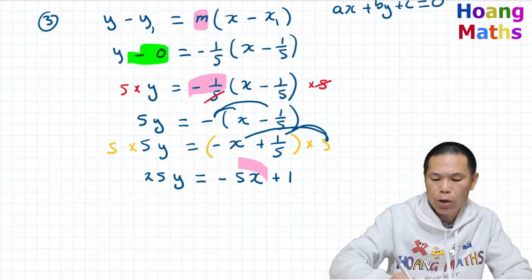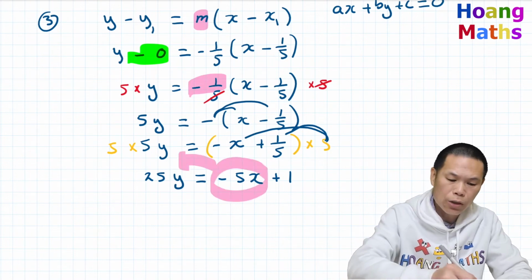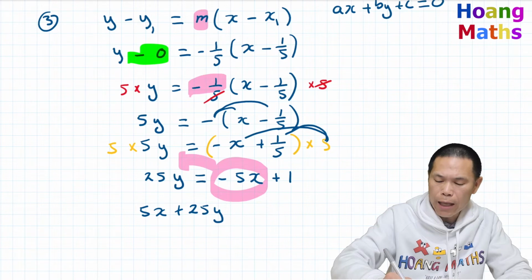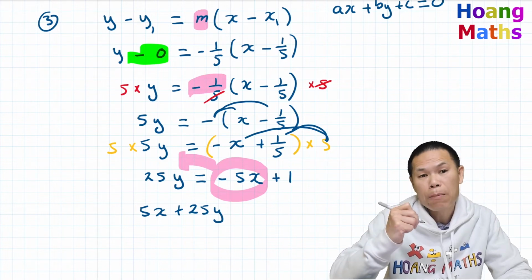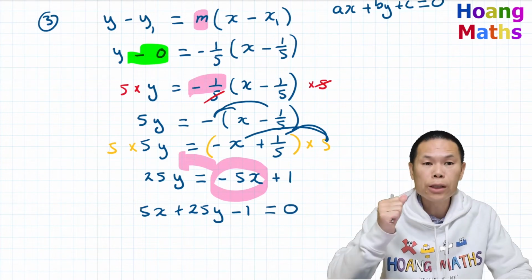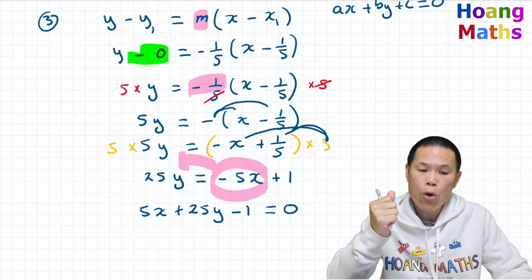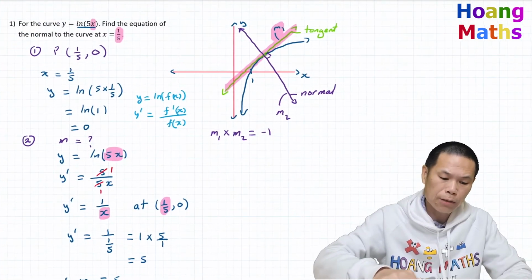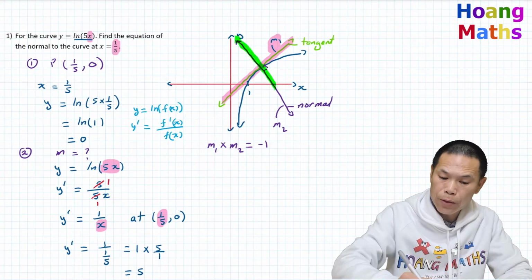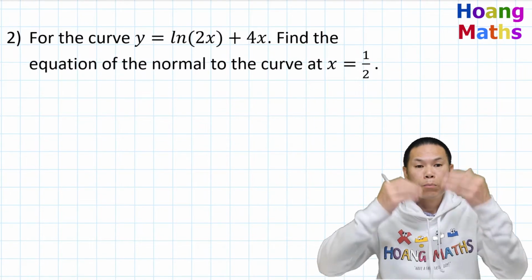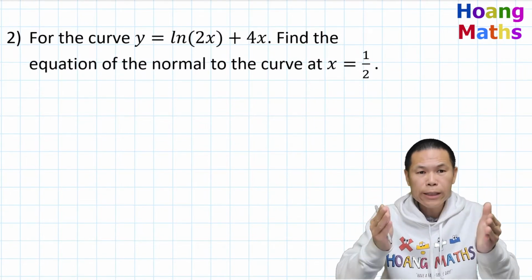Now to make it positive, I move this to this side. That will give me 5x plus 25y, and the 1 I move to this side becomes -1, so minus 1, which is equal to 0. So there you go. This is the equation of the normal to the curve y is equal to ln plus 5. So this is the equation that we just found. Please pause the video and try this one yourself.